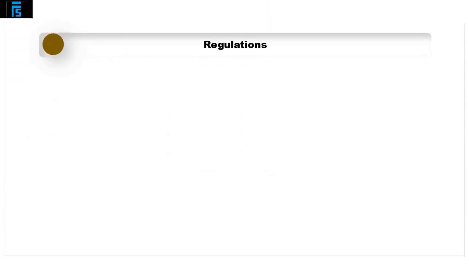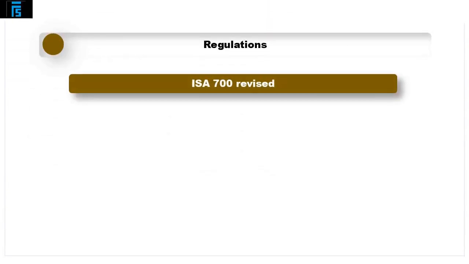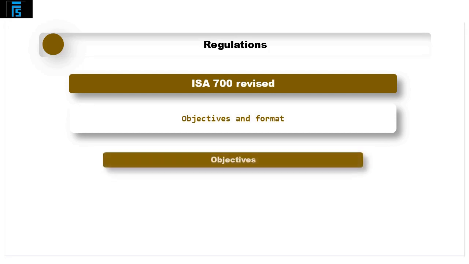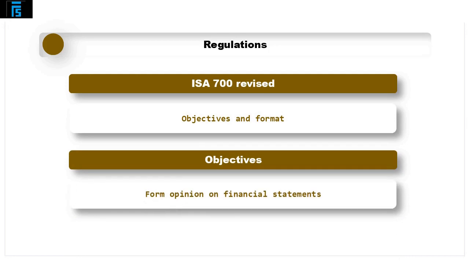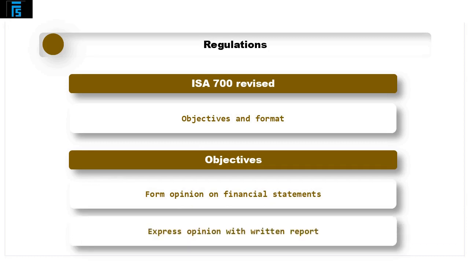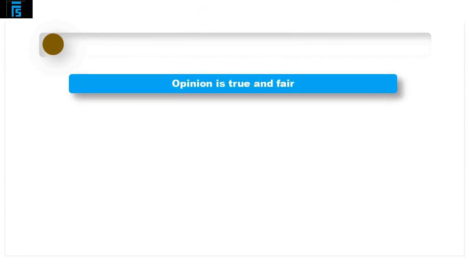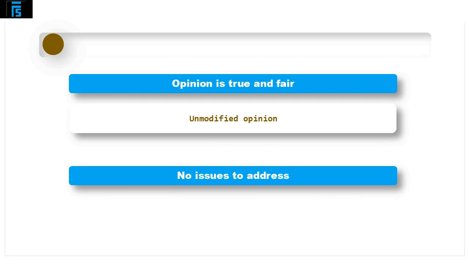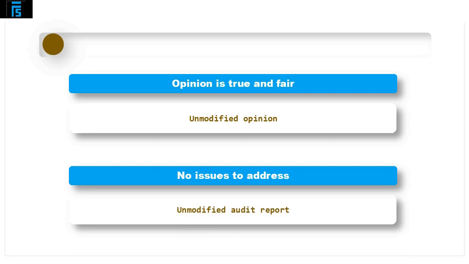The audit report is regulated by auditing standards. ISA 700 Revised is the standard that informs us of the objectives and format within the report. The standard states that the objectives of an auditor are to form an opinion on the financial statements based on the conclusions made from the evidence collected, and to express their opinion clearly through a written report. When the auditor forms the opinion that the financial statements are true and fair and properly prepared, they issue an unmodified opinion. If there are no issues to draw attention to for the users, the audit report will be referred to as an unmodified audit report.